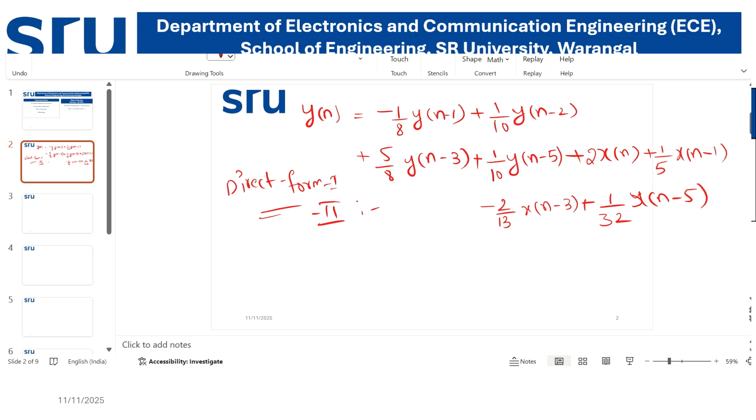Solution. The given difference equation is, write down the same and give it as equation number 1.